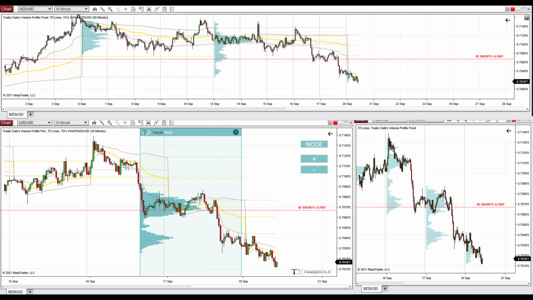Alright, so that's the logic behind this trade idea.